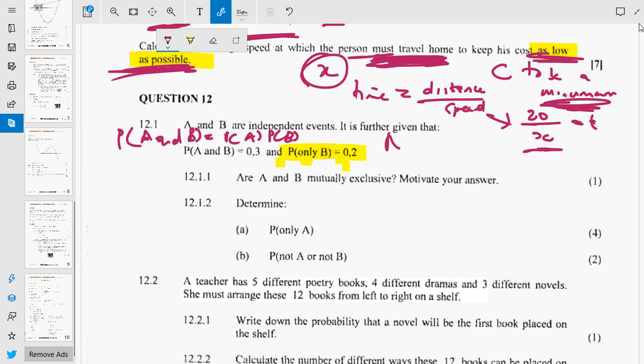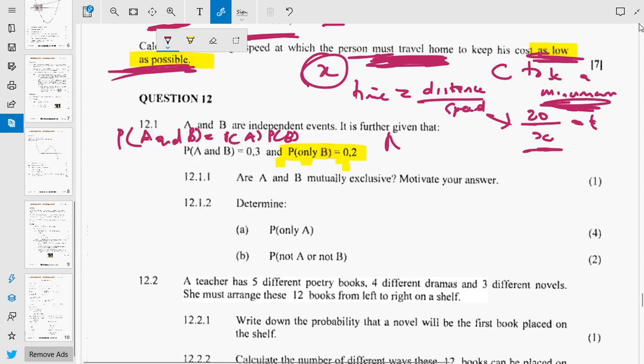Now, the first question they ask is, are A and B mutually exclusive? Motivate your answer. Well, no, they are not mutually exclusive. Otherwise, the probability of A and B would be equal to 0. And in this case, the probability of A and B is equal to 0.3.